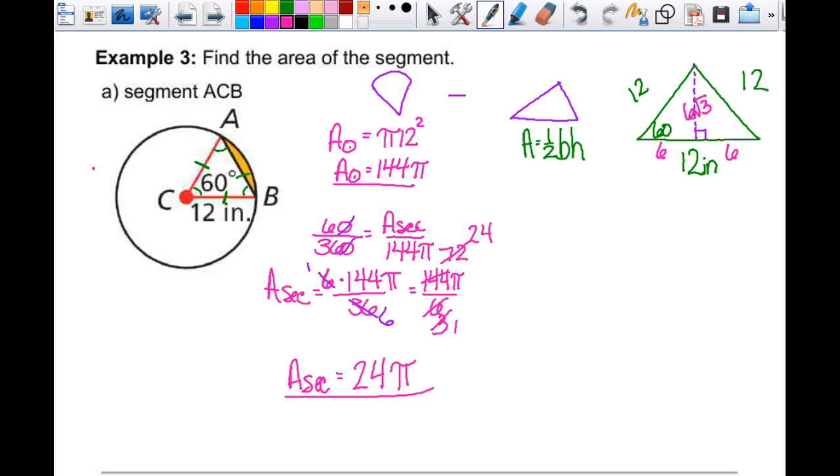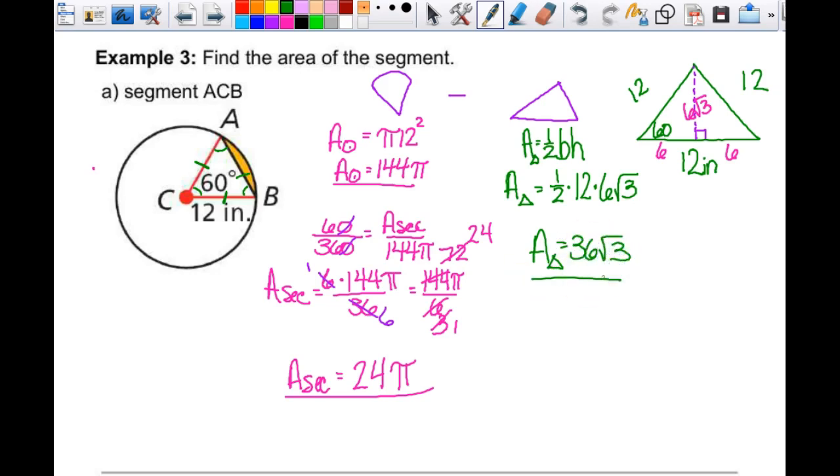Okay? All right, so I have the base and the height, so that area of the triangle, oh, I forgot my little subscript there, is equal to 1/2 of the base, which is 12, times the height, which is 6 square root of 3. Okay? So what's half of 12? 6, and then 6 times 6 is 36. So the area of the triangle is 36 square root of 3.